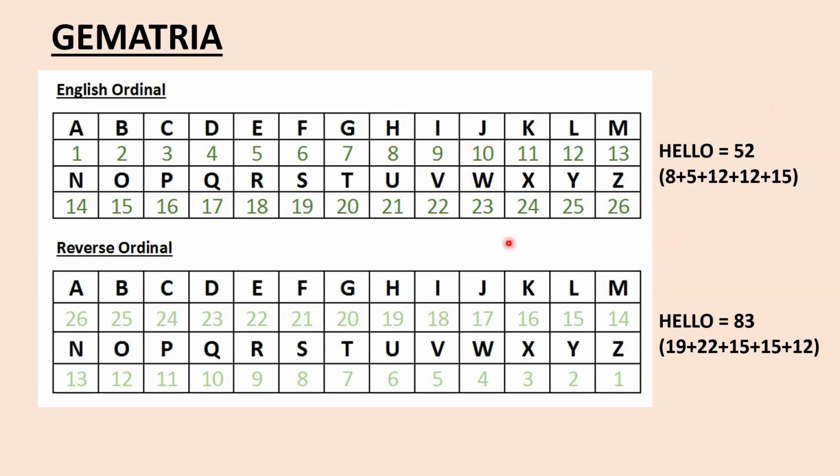The second most basic cipher is what's called reverse ordinal. As you can see here, it takes the alphabet but starts from Z as the number 1, and works backwards in reverse. So in this instance, hello: H is 19, E is 22, L is 15 and 15, and then O is 12. Add those together, so we get another number for hello, now 83.